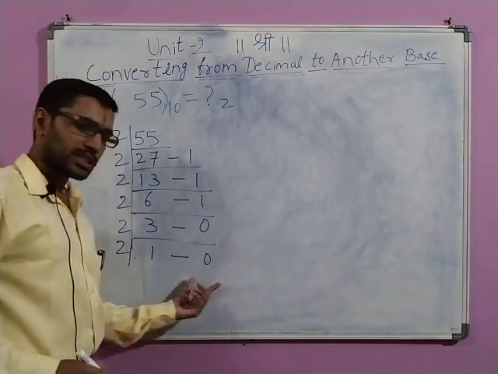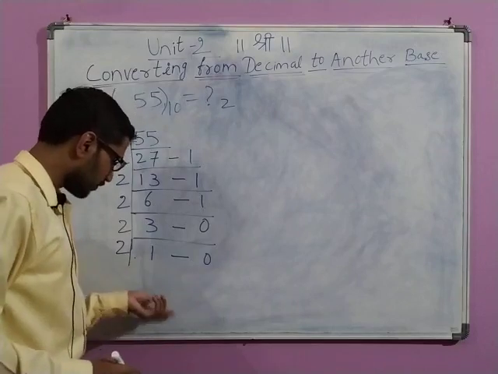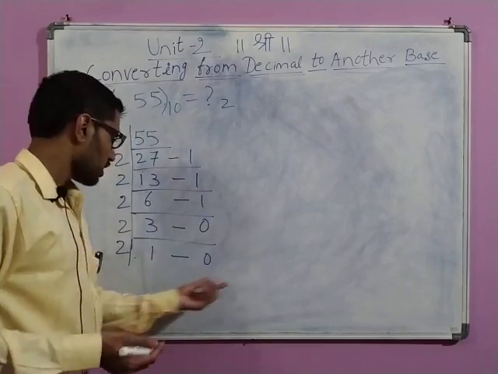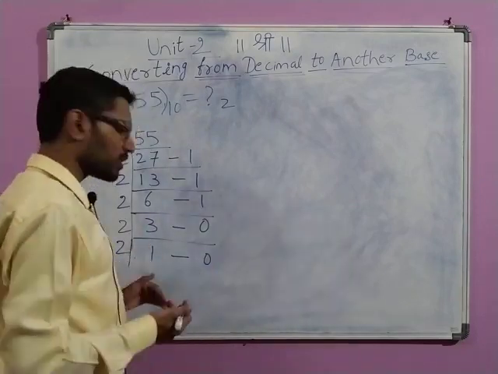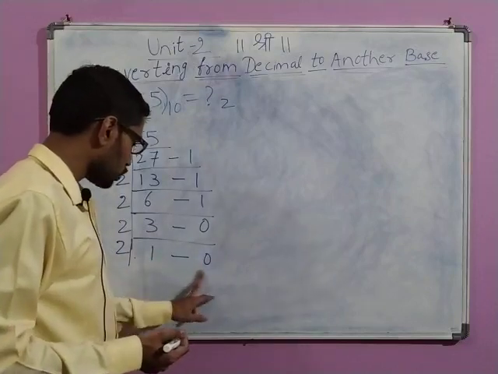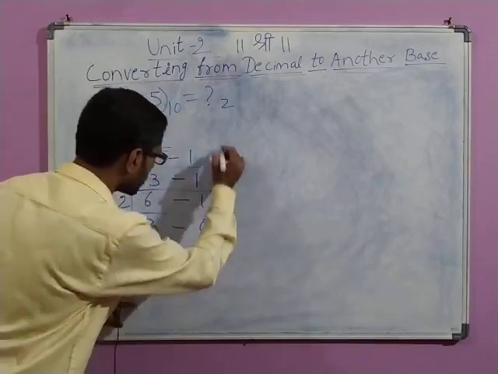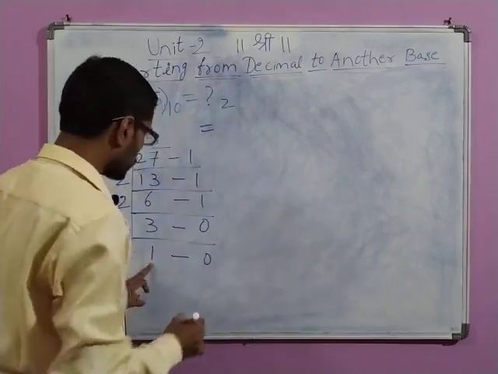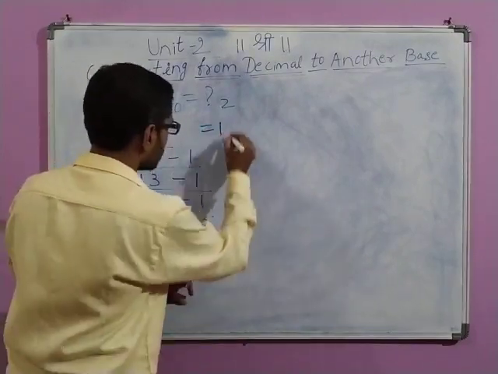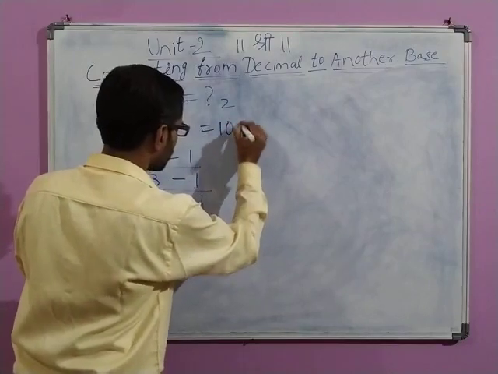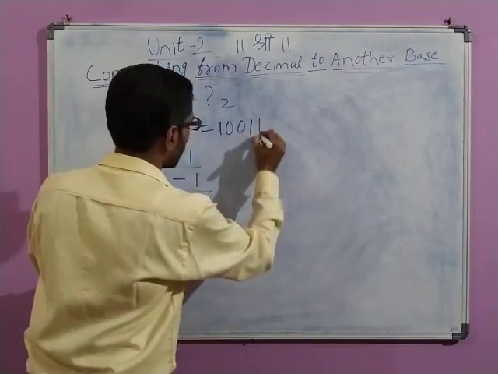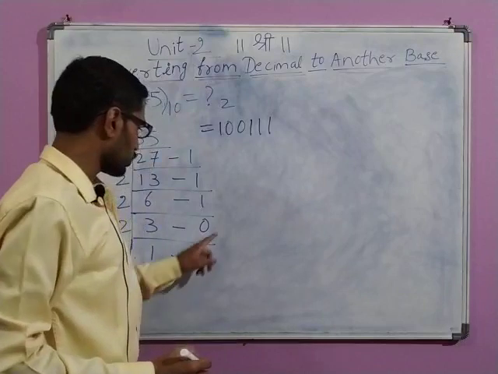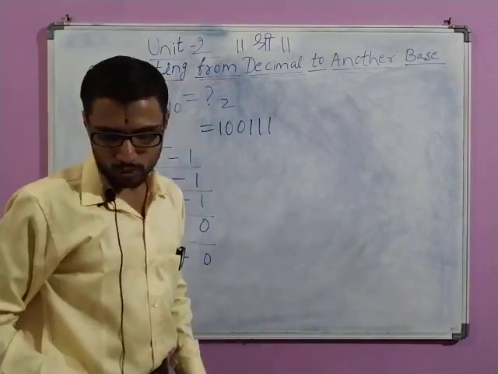I will just stop at this place. Even if you continue, it is easy, but this is how we can simplify and cut down one step. If you are stopping at this, you can take it from this to this and write the answer. So the answer for this question will be, starting from here, 1 1 0 1 1 1.